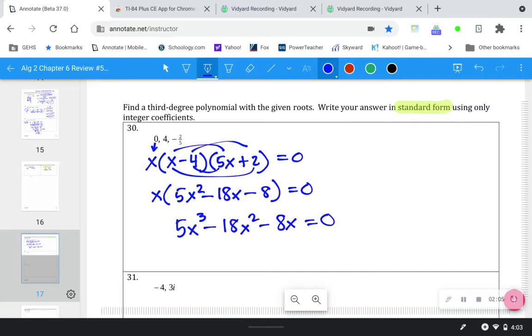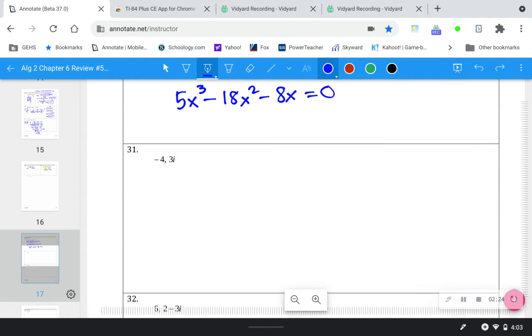Okay, so we have the third degree polynomial that has the roots 0, 4, and -2/5. Now you could check it out. You could store, for instance, the -2/5 and then type this right here and see if it zeroes out. And it should, but that's how you can check these.